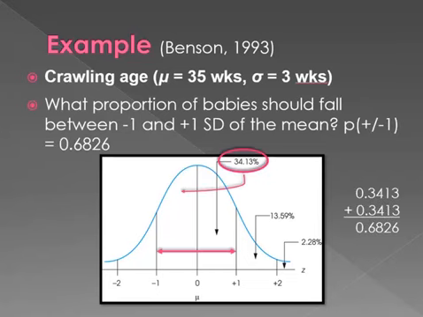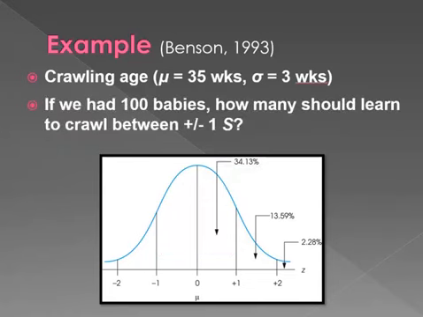Well, again, it should be pretty easy to figure out, right? If 34.13% fall between 0 and +1, and we're asking what proportion falls between -1 and +1, then we just simply add these together, right? Move the decimal place, add these percentages together, move the decimal place over 2 places to the left, and we get a proportion of 0.6826. So a proportion of 0.6826 of all babies should fall between -1 and 1 standard deviation of the mean.